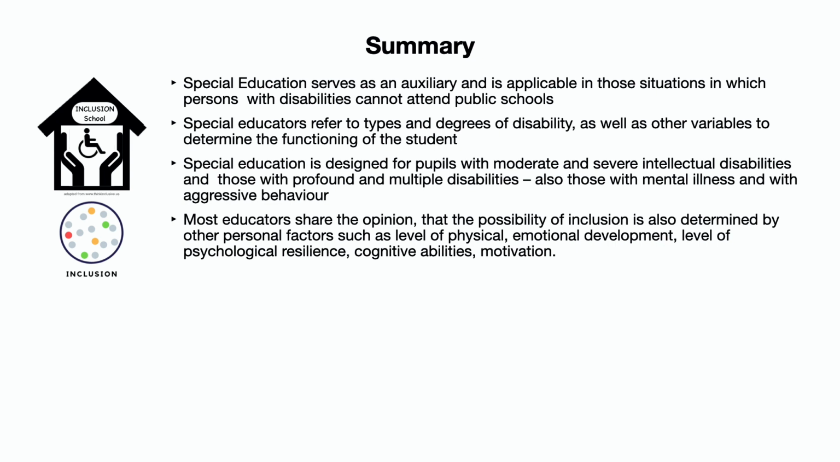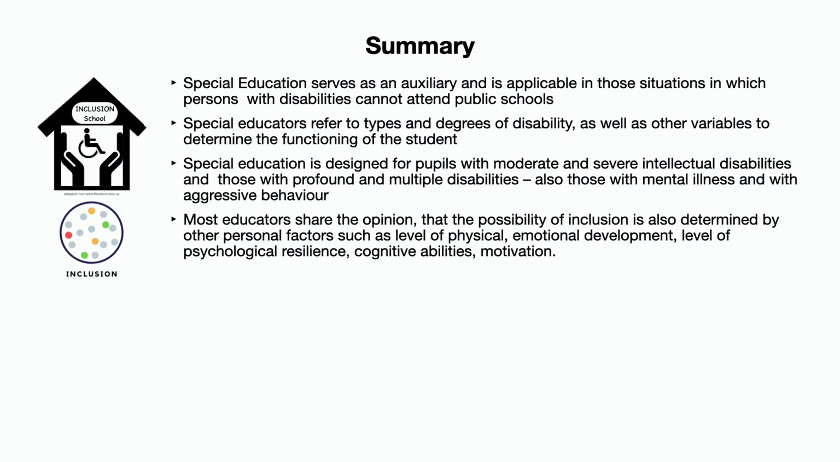Inclusive education is seen as contingent, that is, students with disabilities are educated in mainstream schools if certain conditions are met. Special education serves as an auxiliary and is applicable in those situations when students with disabilities cannot attend public schools. Special education refers to types and degrees of disability, as well as other variables to determine the functioning of the student. Special education is designed for pupils with moderate and severe intellectual disabilities and those with profound and multiple disabilities, including students with mental illness and with aggressive behavior.